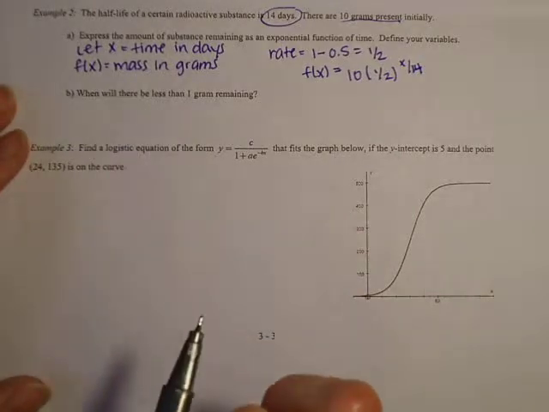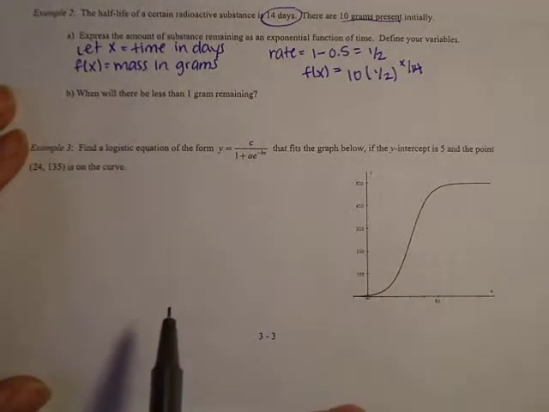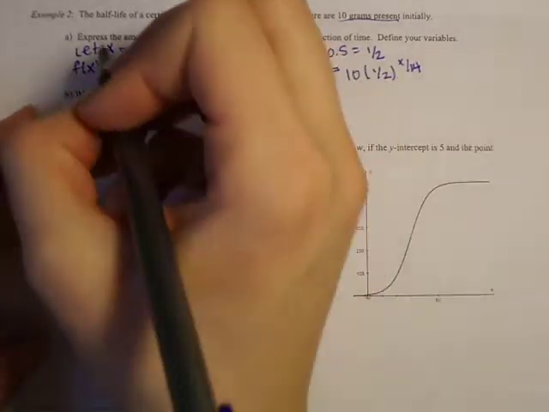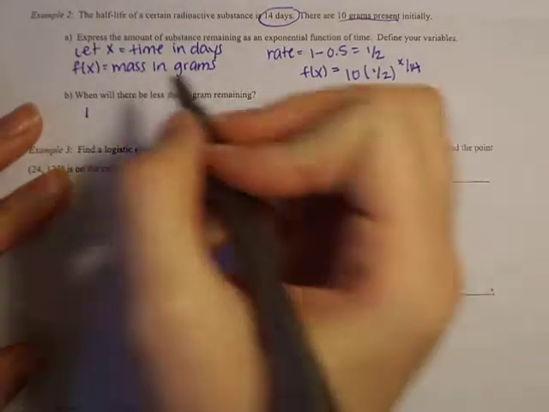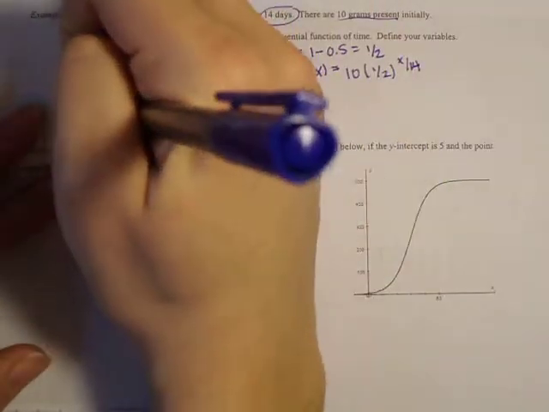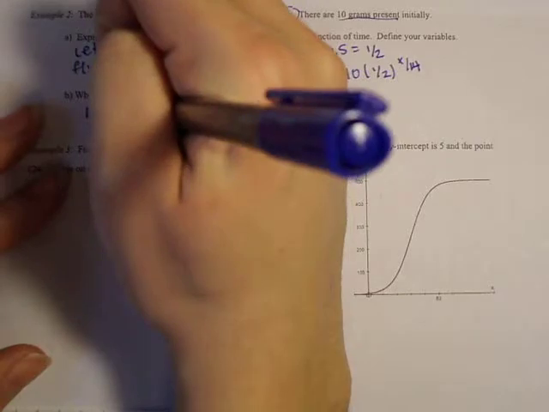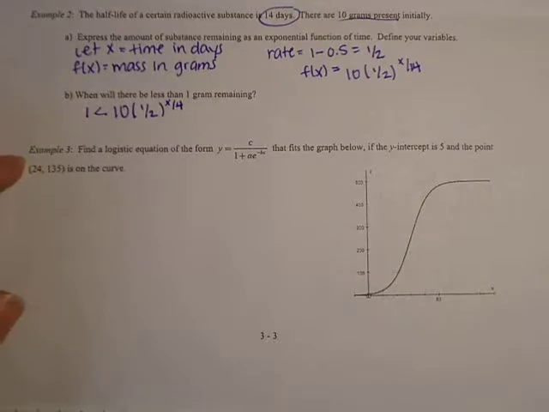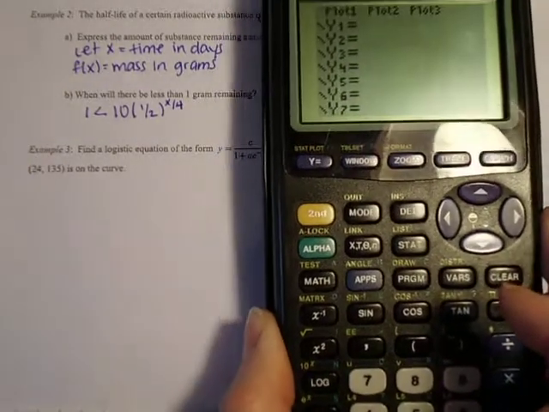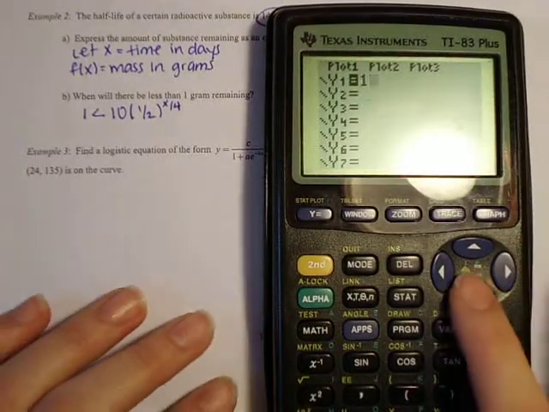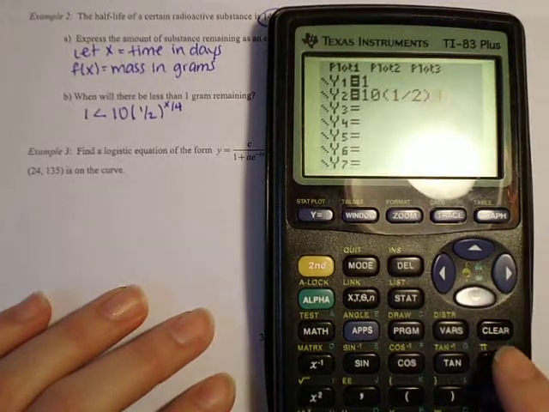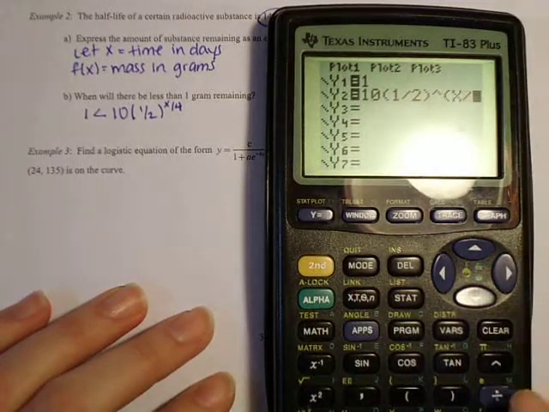So now we want to know when there is less than 1 gram remaining. So we're going to have to use an inequality to solve this. So we'll set 1 less than our function. So we'll have 1 that's less than 10 times 1/2 raised to the x over 14. And again, this one would be best to solve by putting it in the calculator. So we're going to have 1, and on the other side we'll have 10 times 1/2 raised to the x divided by 14.